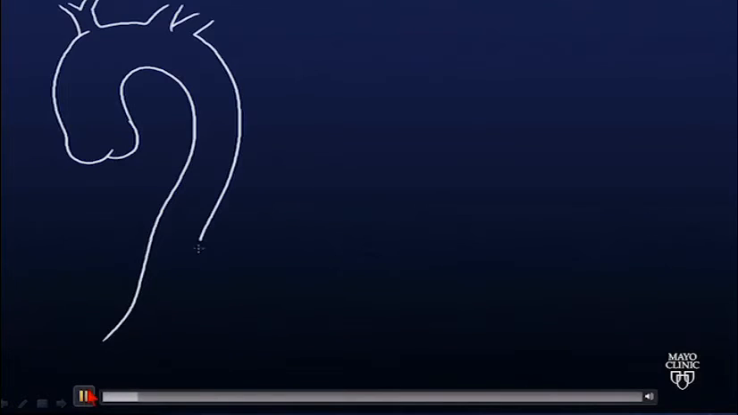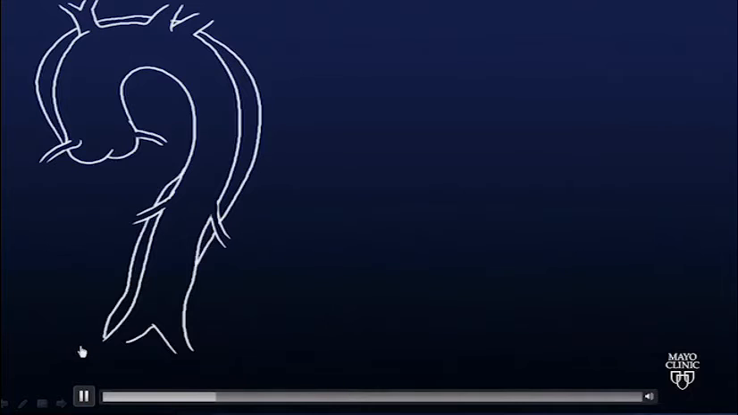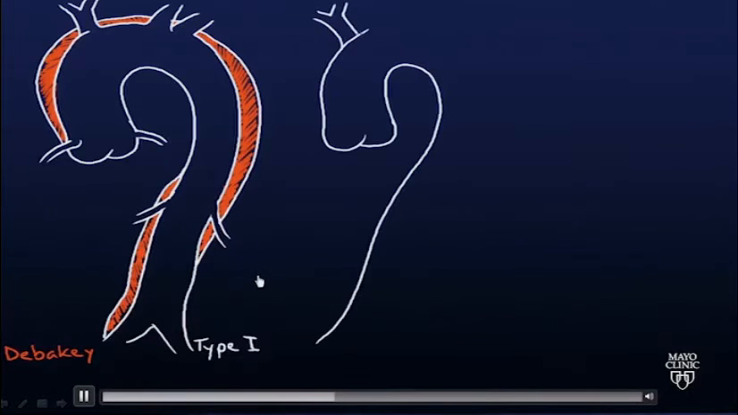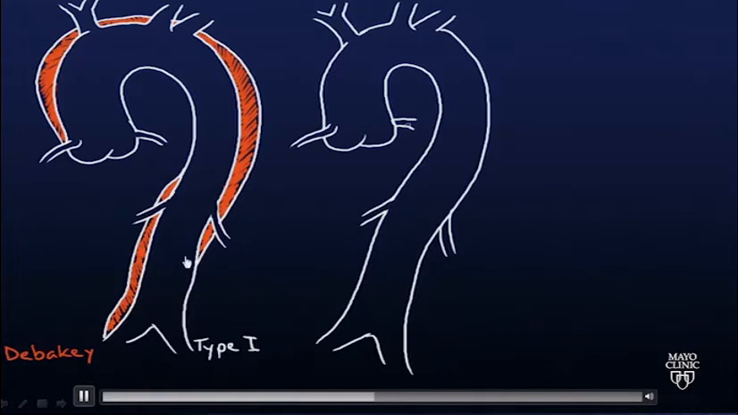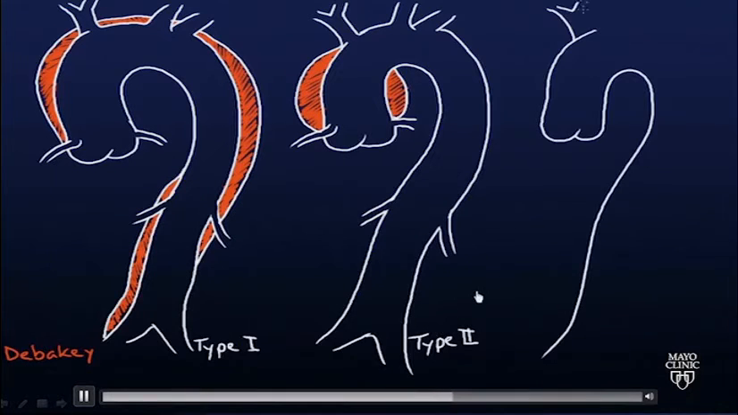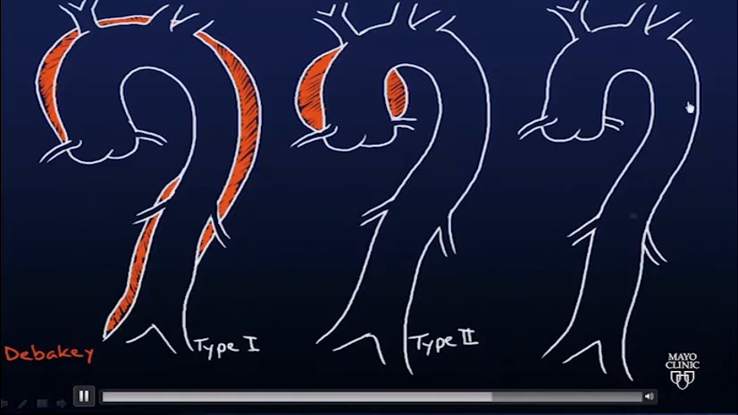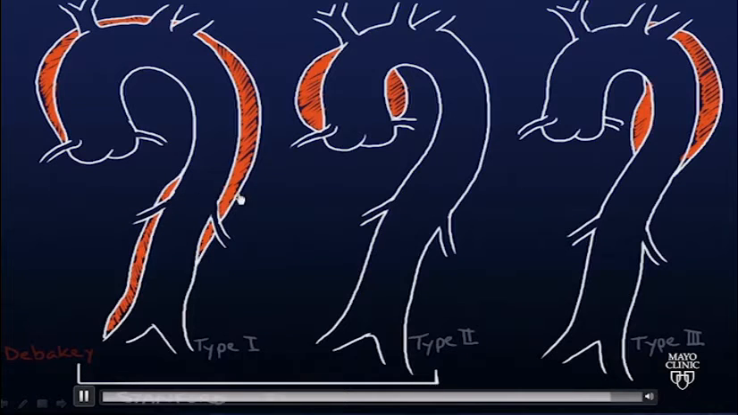Once you have your diagnosis, the classification is important because it's going to tell you a lot about prognosis and treatment. There are two classification systems. The DeBakey system is used a little bit less, but it is still used, with a type 1 dissection or a type 2 dissection. The type 3 dissection in the DeBakey system is the distal one. The system that most people use today is the Stanford system, which is A and B, proximal and distal. It's a little simpler.